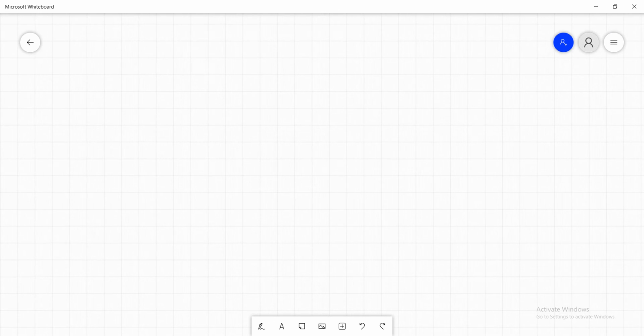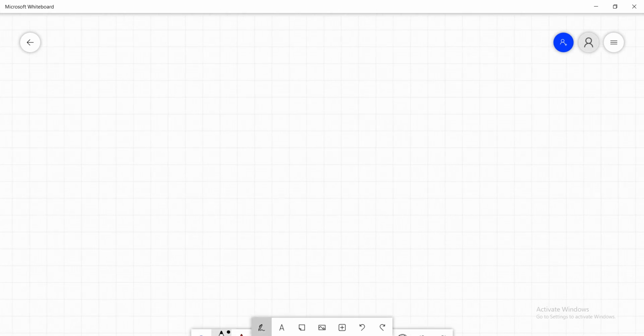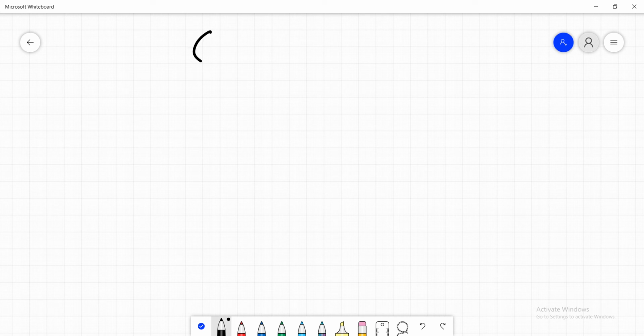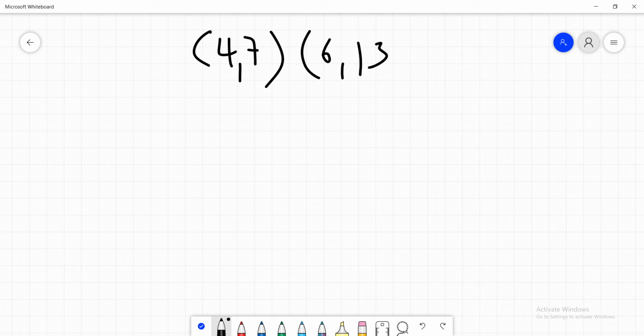So let's take another problem. Again, like the midpoint formula, I would tell you to memorize the distance formula. It's actually really helpful, really useful, and every geometry course would definitely ask you to memorize this. So let's try another set of 2 points. How about (4, 7) and (6, 13).